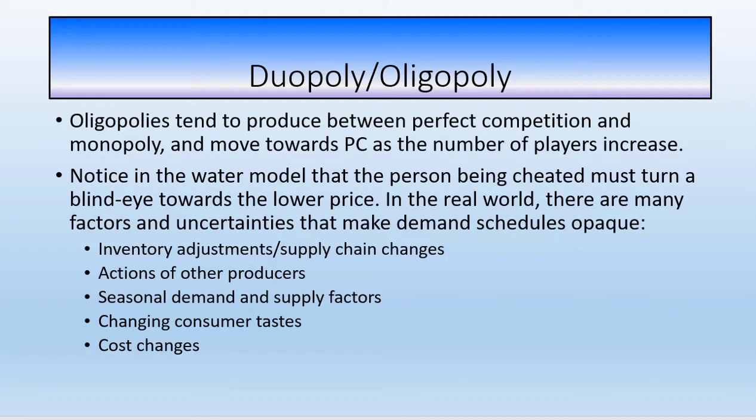In this example, it looks kind of obvious. Well, the price dropped, then somebody's cheating. And that is true. But in the real world, it's not so easy to determine.